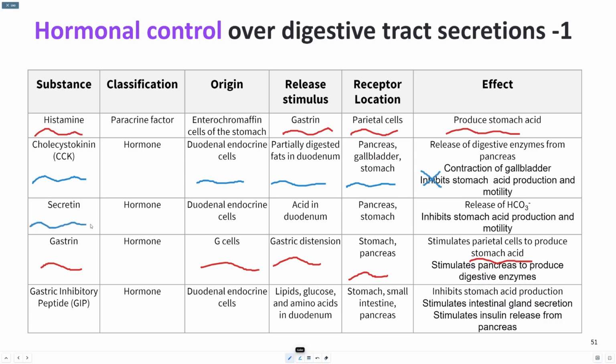Secretin is another hormone that is also made by the duodenal endocrine cells, and this is triggered by the acid in the duodenum. The receptors are going to be the pancreas and stomach, and its main function is also to inhibit the acid. The last one is gastric inhibitory peptide, GIP. This hormone is going to be released by duodenal endocrine cells. Its main release triggers are going to be lipid, glucose, and amino acids. And receptor location are the stomach, small intestine, pancreas. And again, it inhibits stomach acid. So the blue ones represent acid inhibitors, and the red ones represent acid activators.